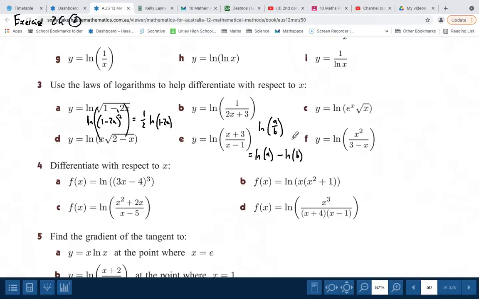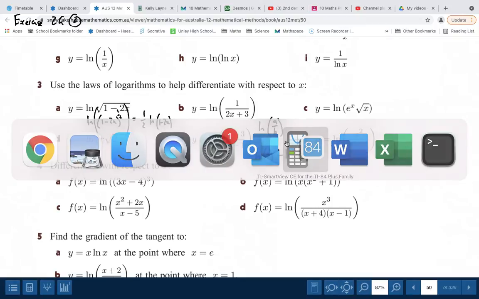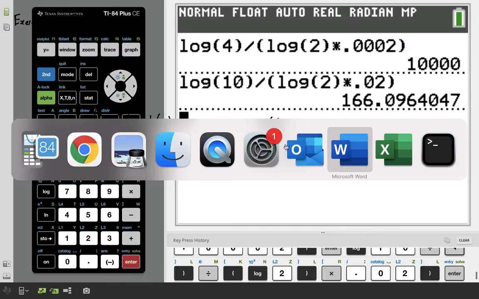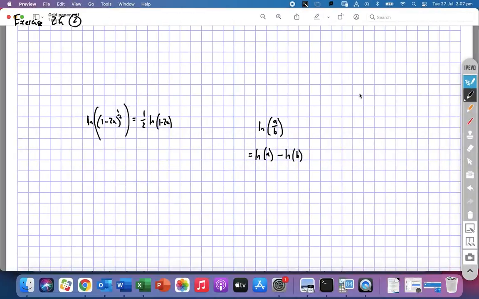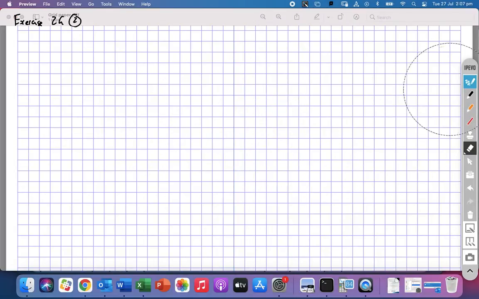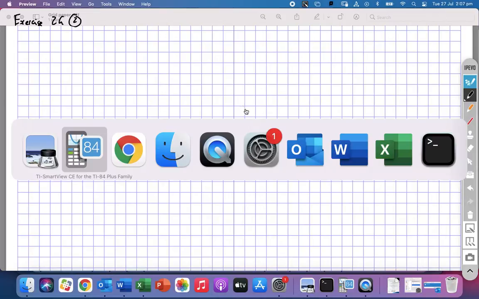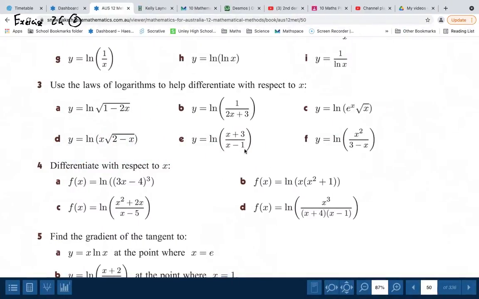So maybe you just have to get used to or tell yourself before a test or before the exam, if I see a log and I'm doing calculus, think, can I simplify the log?